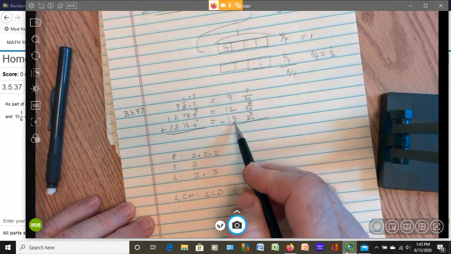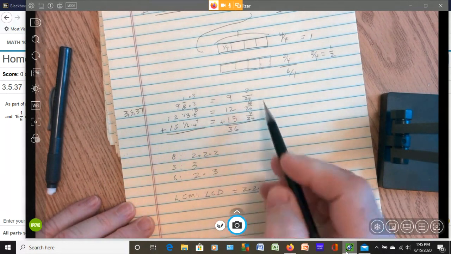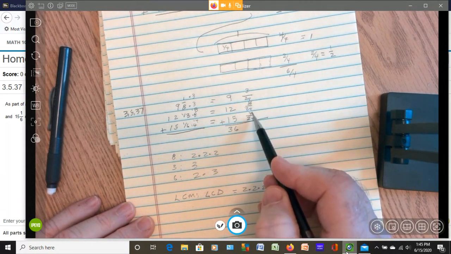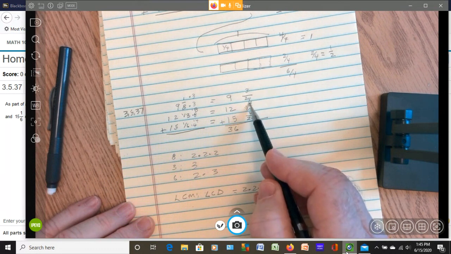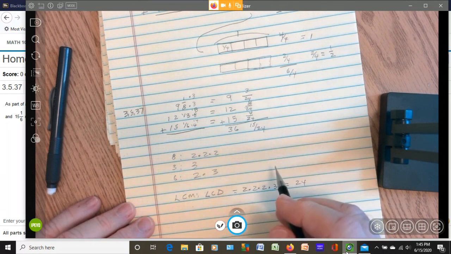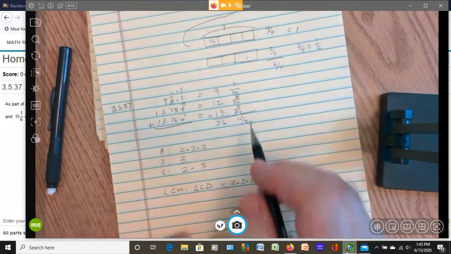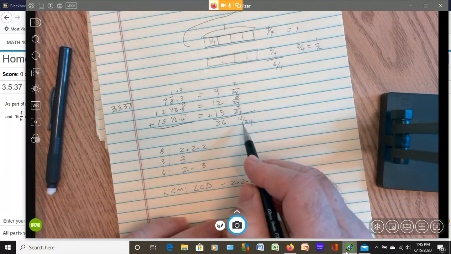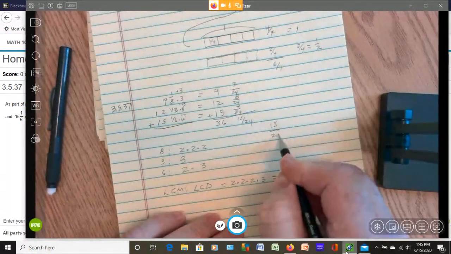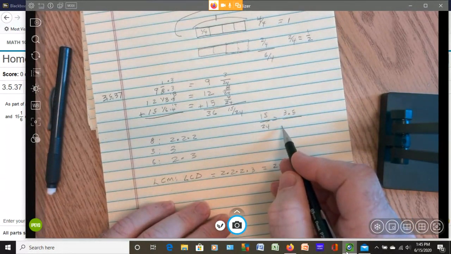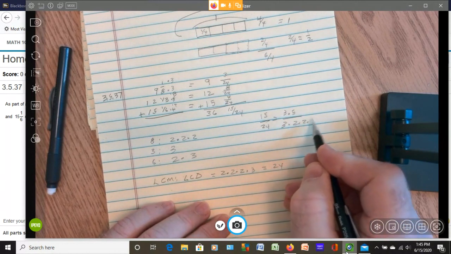9 and 12 is 21, and 15 is 36. And now 3, 11, 15, 15 24ths. You say, okay, that's a good looking answer. But can I simplify 15 24ths? Well, let's try it. 3 times 5. What is this? 3 times 8, which is this.